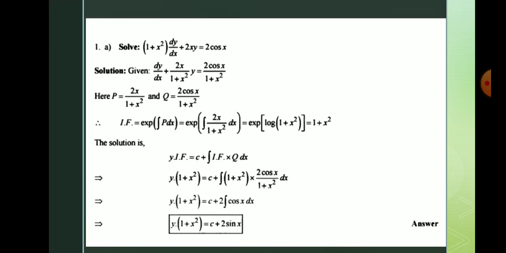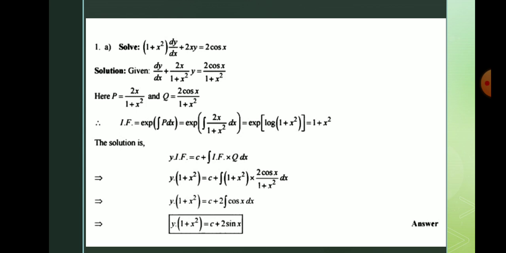Here the problem is we have to solve (1 + x^2) dy/dx + 2xy = 2 cos x. So this is an ordinary differential equation.